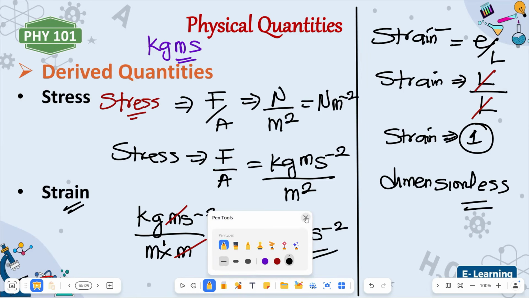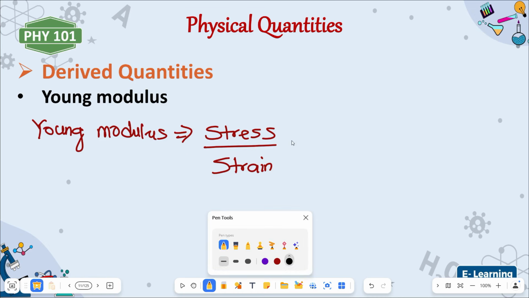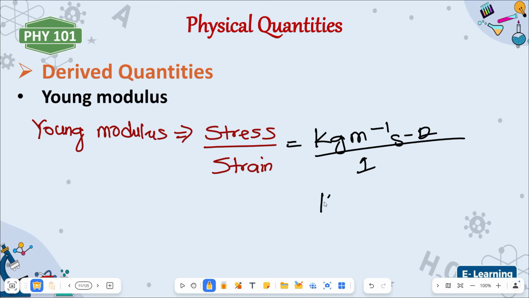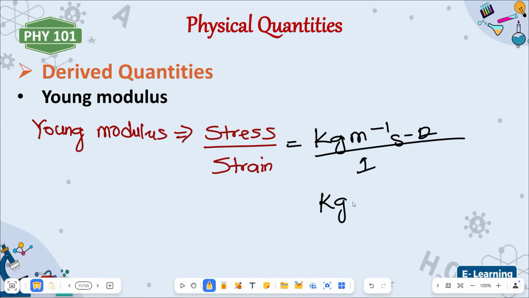Now, my dear student, what is stress? Stress is, this is the unit, kg per meter per second square. So we come here and put it as kg per meter per second square, divided by strain, which is 1. All right? Because we said when we did strain, it gave us 1, dimensionless. So here will be kg per meter per second square. And that's the answer to that question.